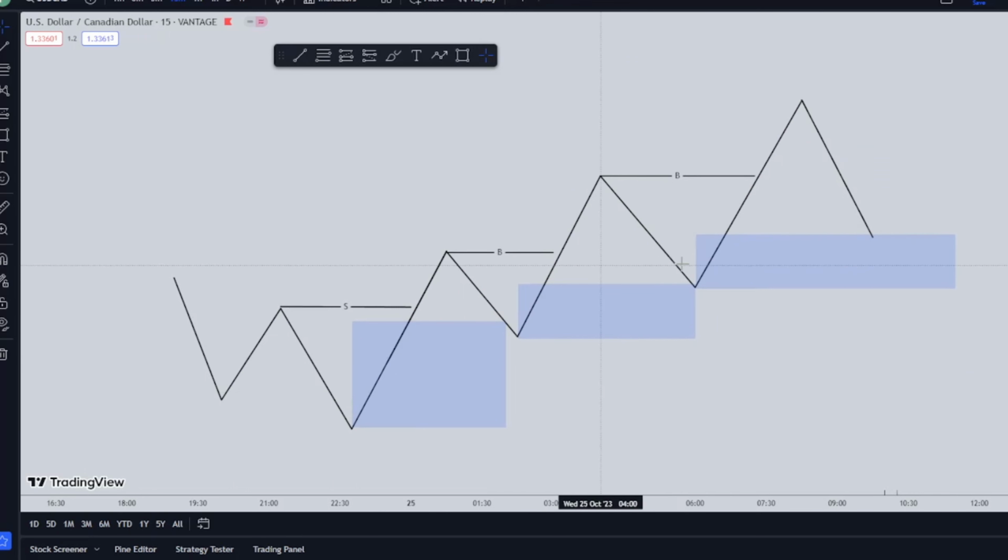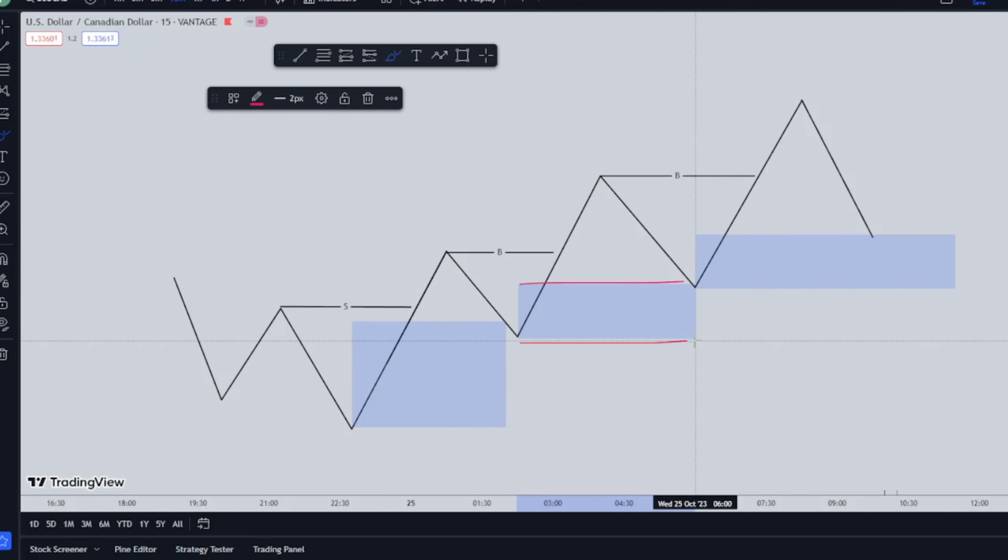Okay, so ang propulsion block is like this. So una, meron tayong structure shift, so may maiwan tayong order block dito. Now after niya ma-test yung order block, magkakaroon ng another break of structure. So this will be our propulsion block. Okay, yung propulsion block natin.